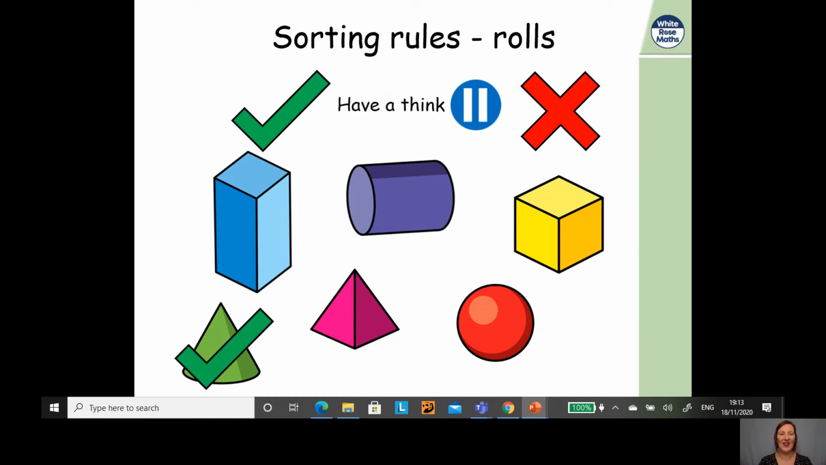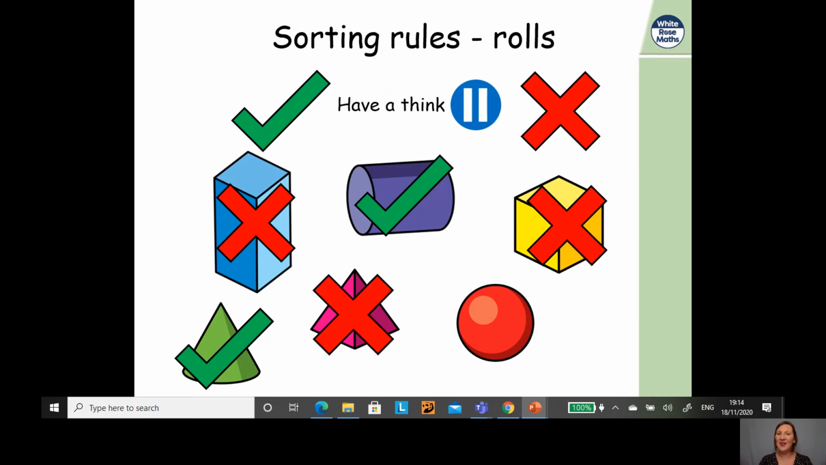Let's have a look. The cone, that one can roll. Did you get that one? But the cuboid, that doesn't roll, does it? The cylinder rolls. Fantastic. Oh, what about the pyramid? And the cube does not roll. The pyramid doesn't roll either. I wonder if the sphere does. Yes, it does. Well done.